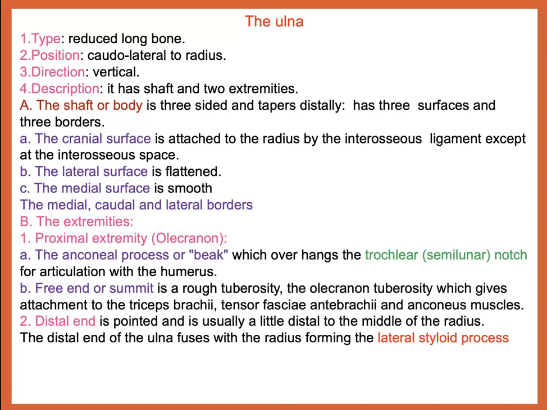It has an anconeal process or beak, and a summit, which is the olecranon tuberosity, and this is important for attachment of certain muscles such as triceps brachii, tensor fasciae antebrachii, and the anconeus muscle. The distal end usually forms the lateral styloid process of the ulna.